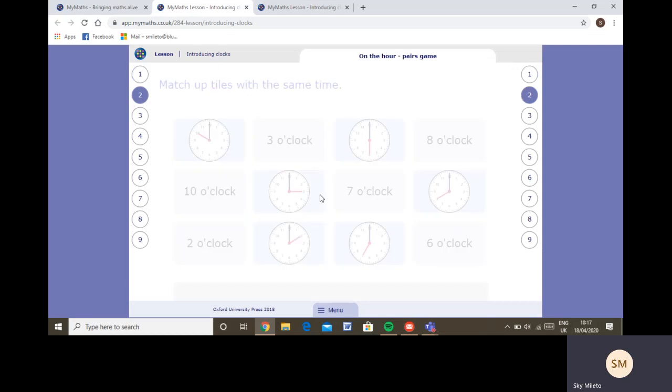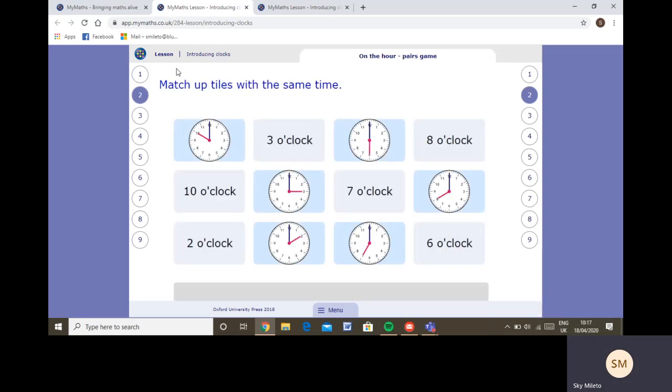Next slide. Match up the tiles with the same time. Now you can pause this video and go into your own lesson and complete it. I'd like you to do that now. And now I'm going to show you the answers.